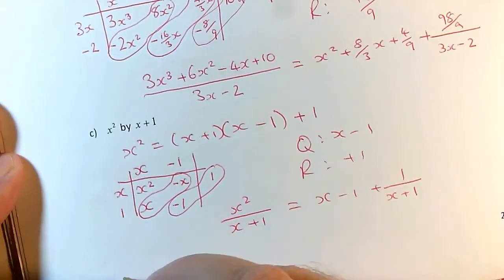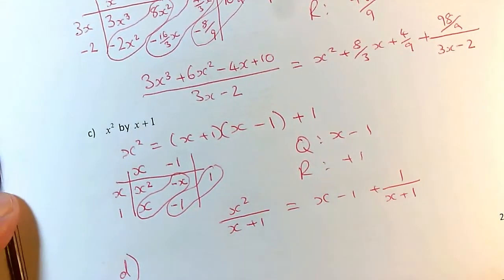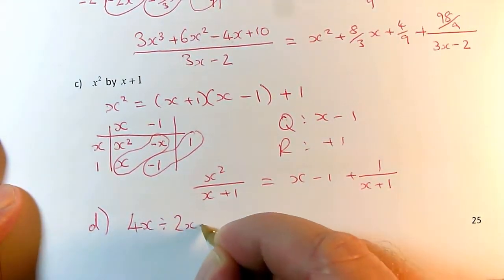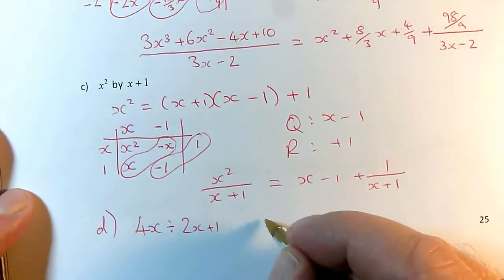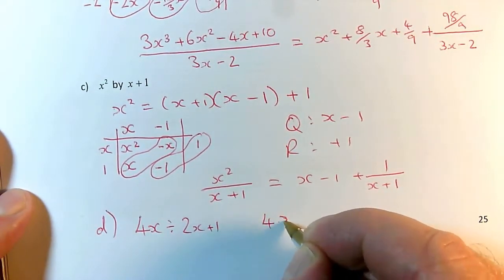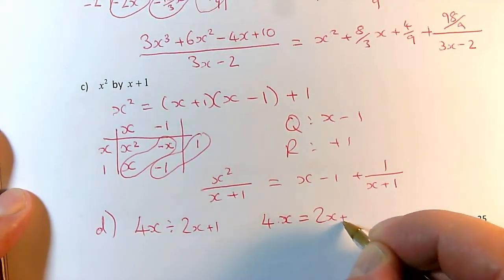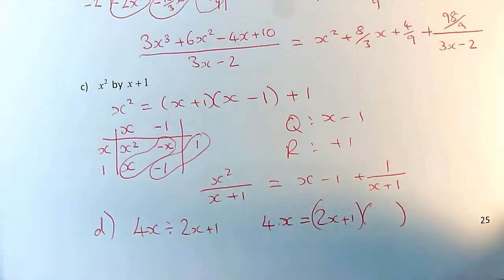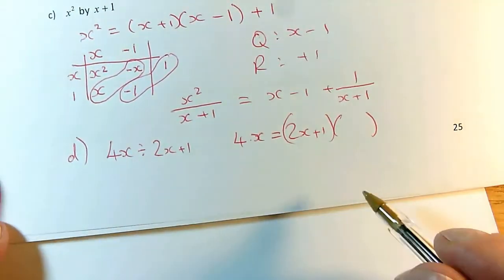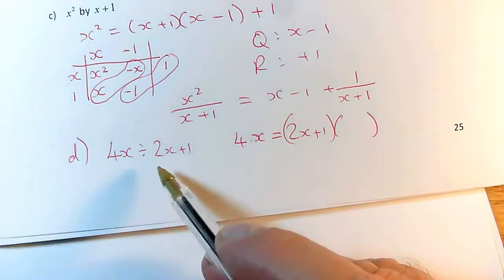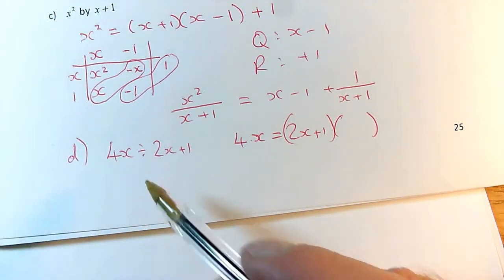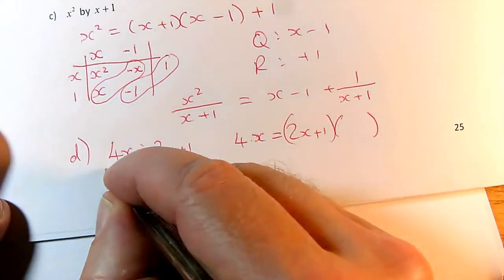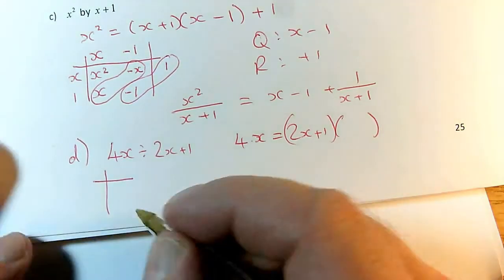Alright, you've probably got one more on your page, which is 4x divided by 2x plus 1. For this one, you're going to need to say that 4x equals 2x plus 1 in a bracket times something else, and a remainder. Now this one is a bit unusual because these have the same highest power of x, so it just means I'm going to have a constant. It's a very short process, but I can still set up the grid. I just need to not be surprised when I run out of grid very quickly.